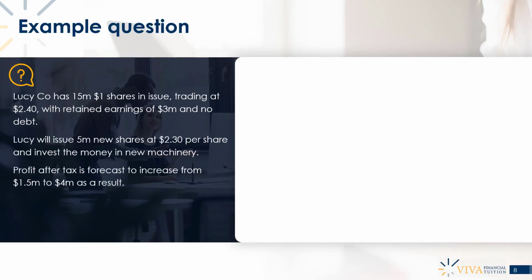Profit after tax is forecast to increase significantly by 2.5 million, so from 1.5 million to 4 million because of this new investment. And we're asked, what's the forecast impact on EPS? What happens to earnings per share because of this investment? And we're asked, how might shareholders react to this? Now, we're going to go through this fully in a second, but I'd like you to have a stab at it yourself, and you'll need to do a bit of problem solving here. So pause the recording and have a go at this before we go through it together.